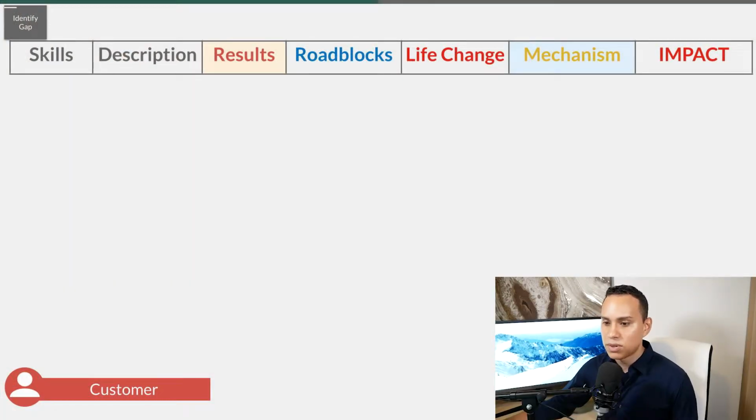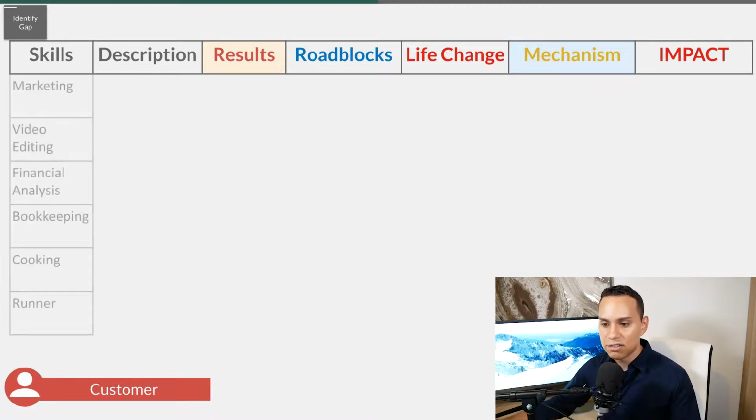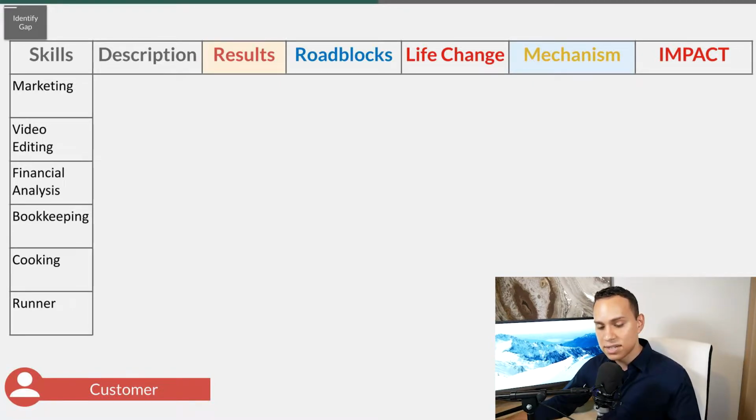So let's go ahead and go through a concrete example because that's a little pie in the sky and I'd imagine not every single one made sense. It's a work in progress. So let's go ahead and take a look at our chart here. So I'm first going to fill in some skills. I'll just do myself: marketing, video editing, financial analysis, bookkeeping, cooking, and running. I should have said running, not runner. Anyway, let's go ahead and go into a quick description.